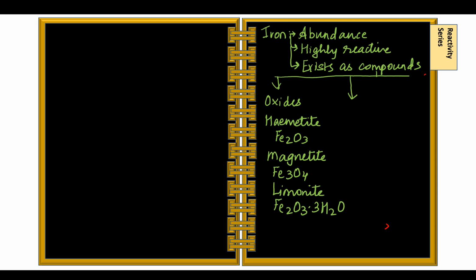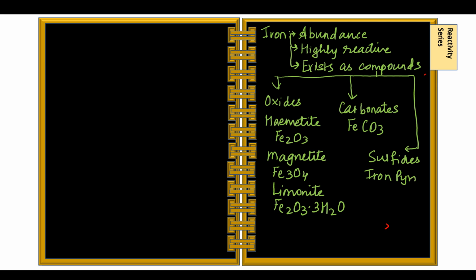Also about the carbonates. So the second compound that iron exists as is the carbonates, and I'm giving you one, that is FeCO3. And the third compound that iron exists as is sulfides. Okay, so the sulfide of iron that is present is the iron pyrite, and the formula is FeS2. Okay, so now these are the compounds that iron exists in.